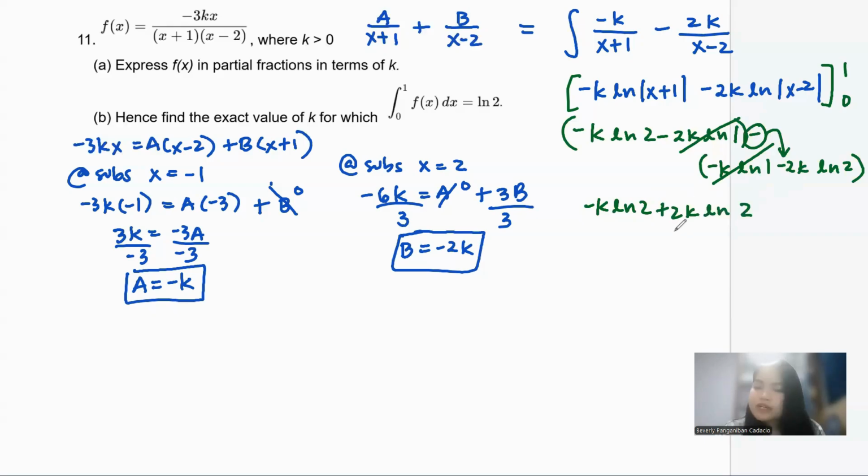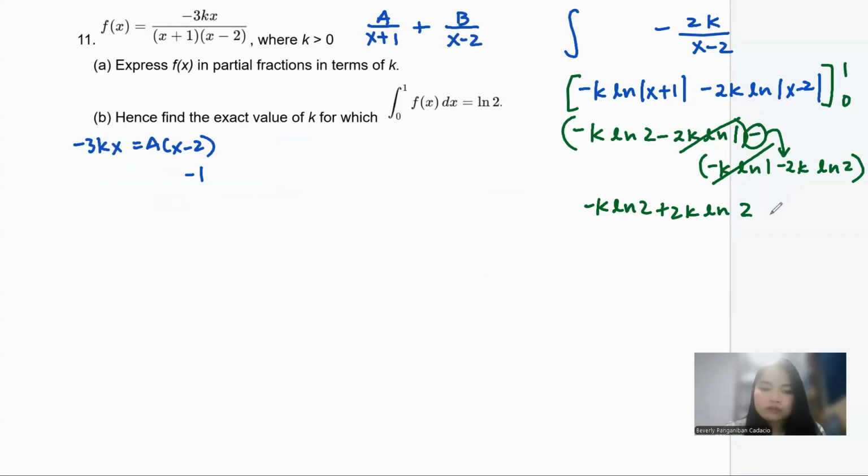Now, that is equal to ln 2. Oh, what happened? Okay, I'm not really sure what happened. I think there's a glitch. Okay, anyway, that's okay since we already get the A and B, so that's it.